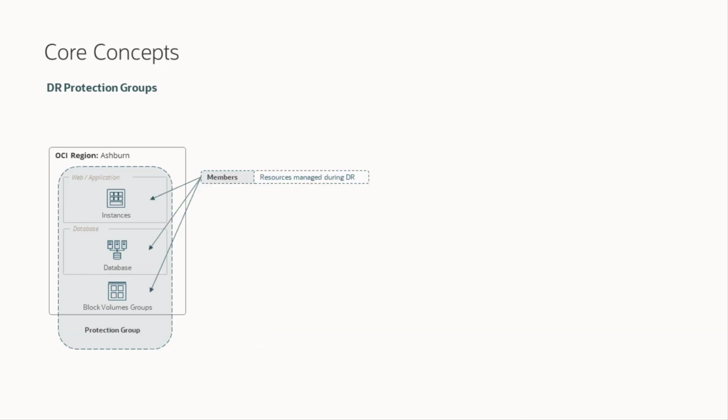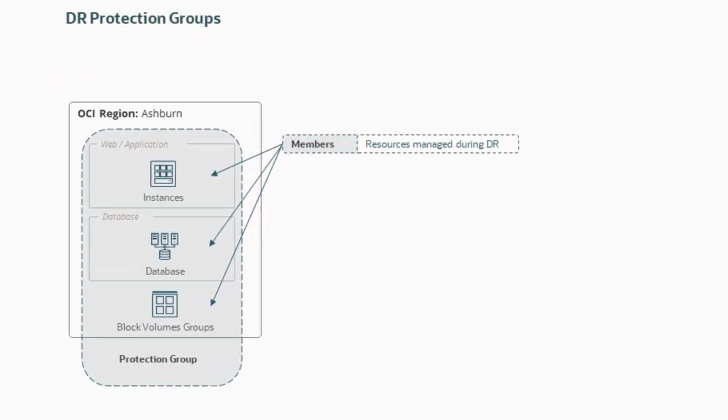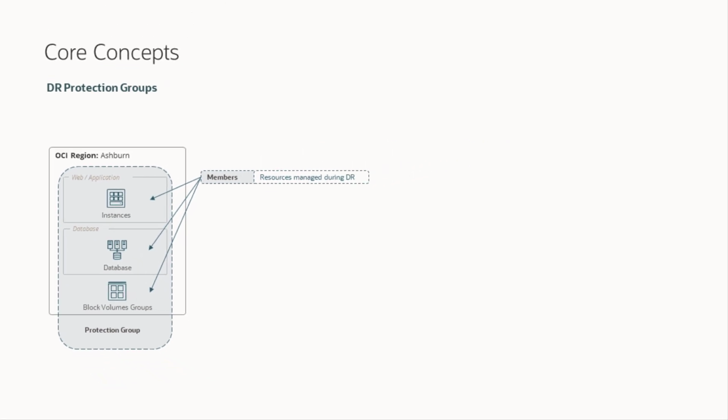DR protection groups contain two different types of containers for objects, members and DR plans. Let's begin with members. As I mentioned before, OCI resources that define an application are placed in a DR protection group to ensure they are recovered together. These are called members. At the time of this presentation, we support movable and non-movable compute instances, Oracle databases, and the block storage containing the boot and block for movable instances as members of a DR protection group. I'll explain movable and non-movable instances in more detail in a moment.